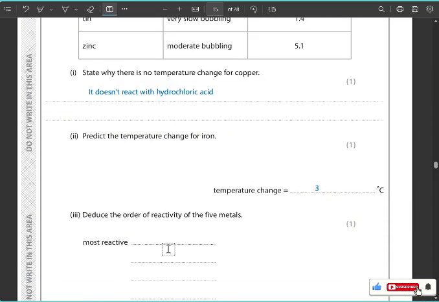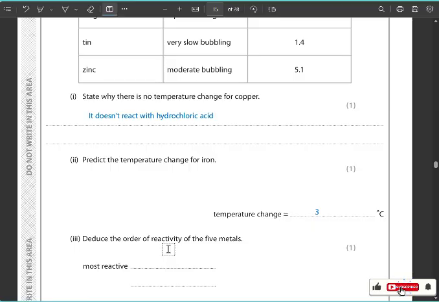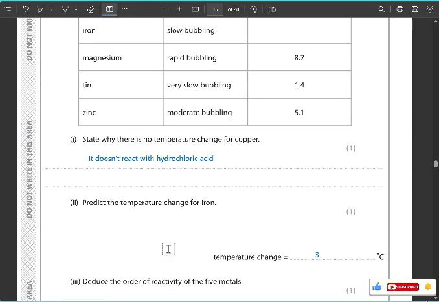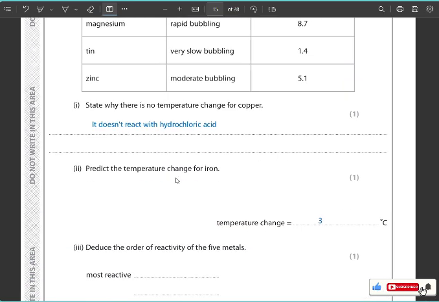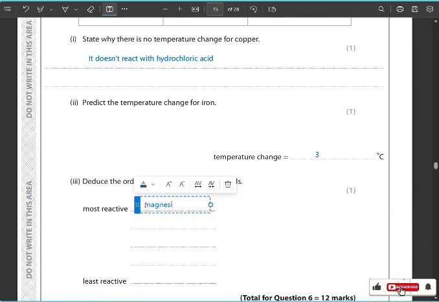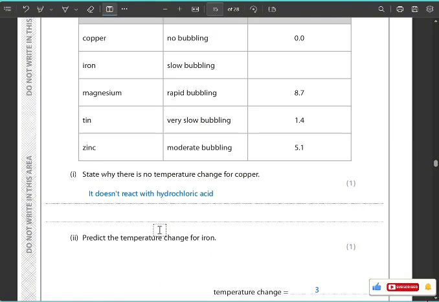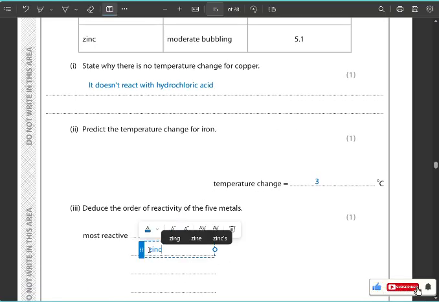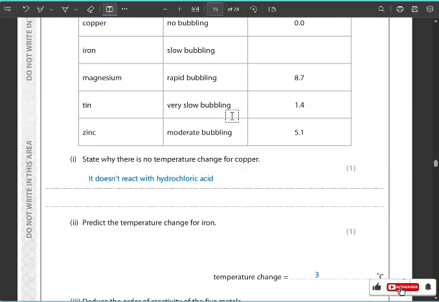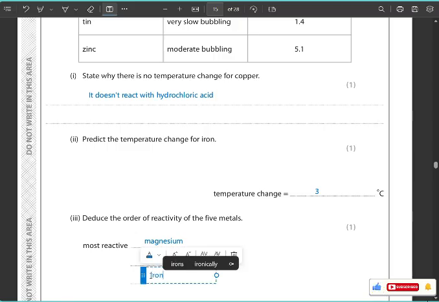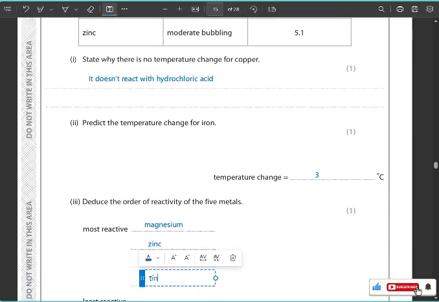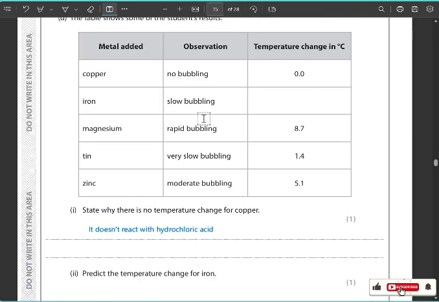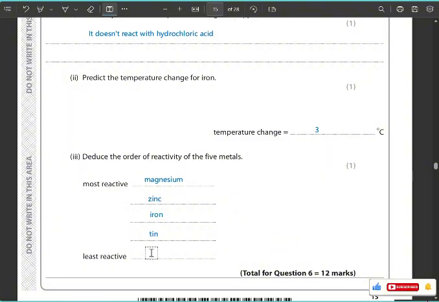Deduce the order of the reactivity of the 5 metals. Okay, the most reactive produces the most bubbles, and it is magnesium. Okay, the next one is moderate bubbling, zinc, and the next one is slow bubbling, iron. The next one, very slow bubbling, tin. And the last one is copper, which didn't produce any bubbles.